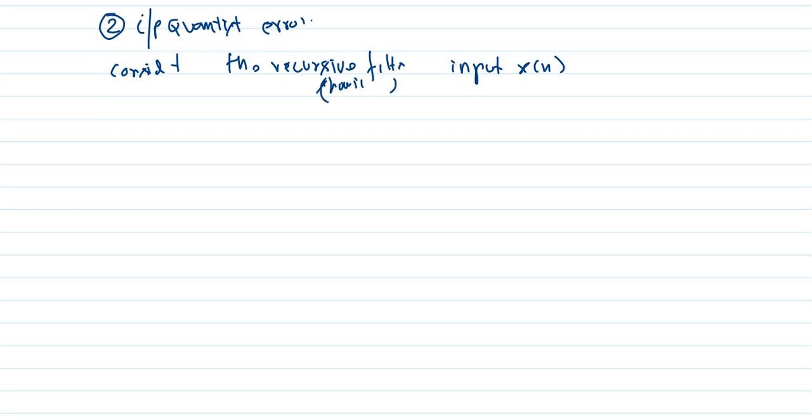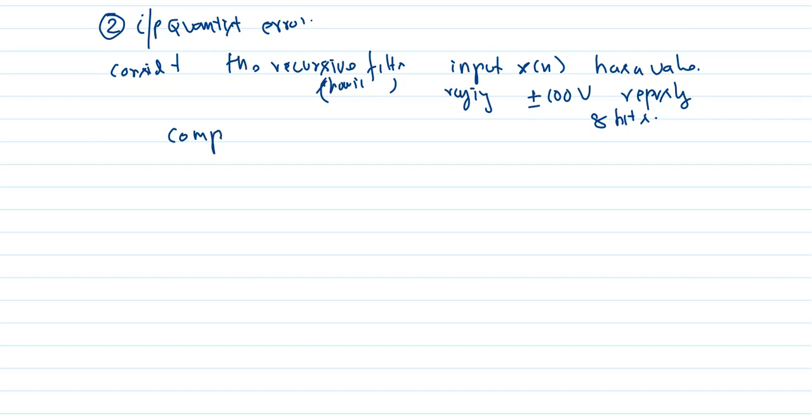Input x of n has a value ranging plus or minus 100 volts, which is represented by 8 bits. Compute the noise. Compute the variance, it is also called the steady state output noise, of the output due to the ADC, which means quantization. That's what they mean.